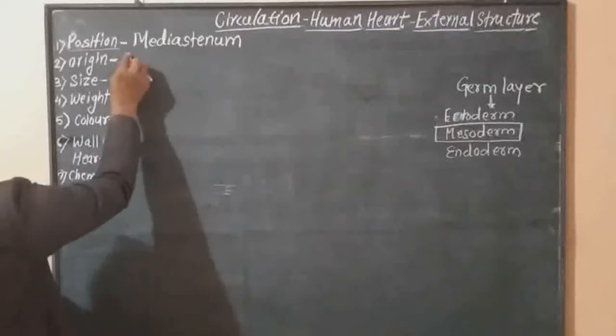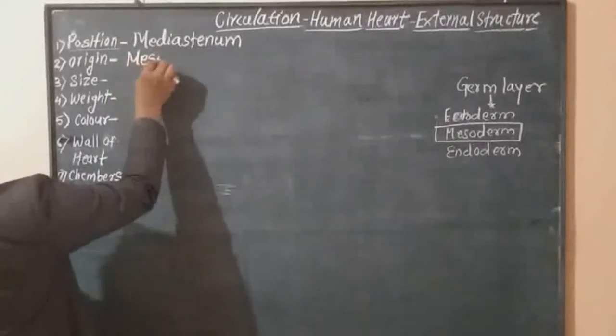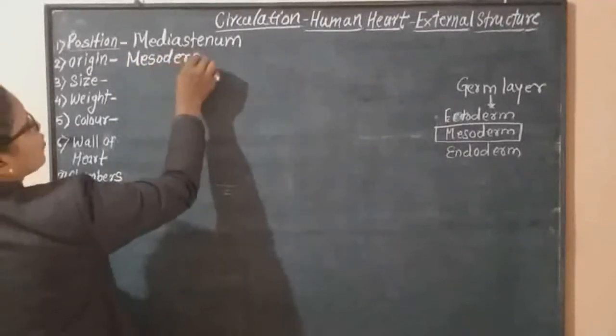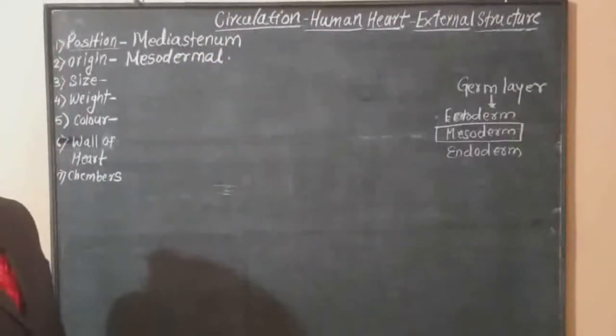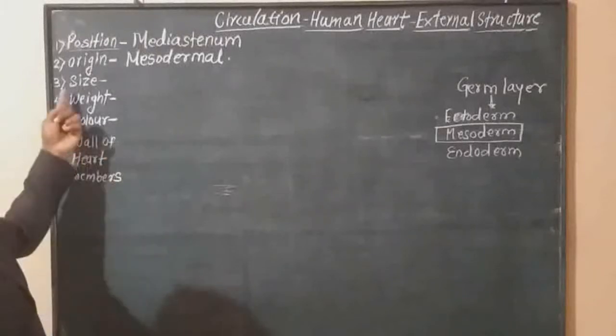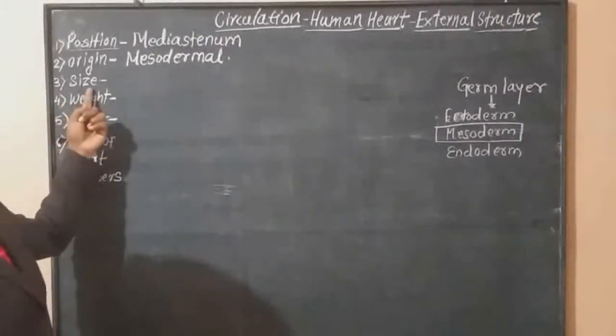Hence the origin of the heart is called mesodermal. What is the origin? It is mesoderm. Okay, the next point is size. What is the size of the human heart?